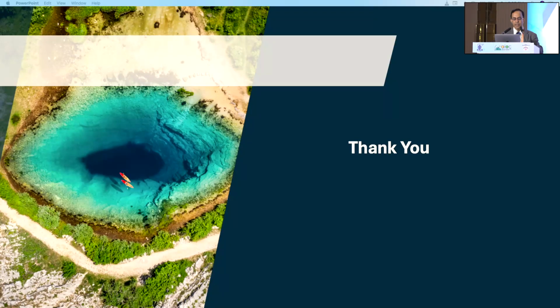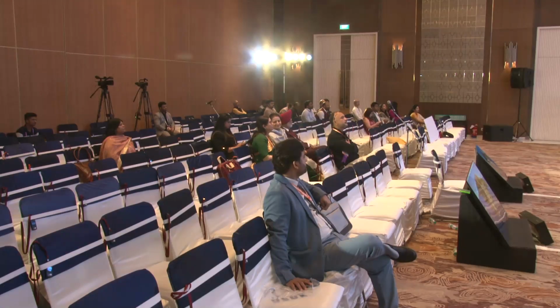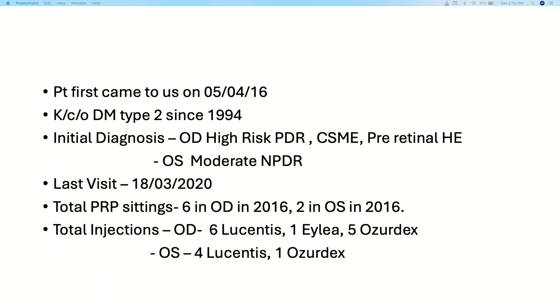Thank you. At this point, I would just like to share some cases which I have. So this was a case that first came to us in 2016, a known case of type 2 diabetes since 1994. The initial diagnosis which we made was high-risk PDR in the right eye with CSME and pre-retinal hemorrhage, and moderate NPDR in the left eye.